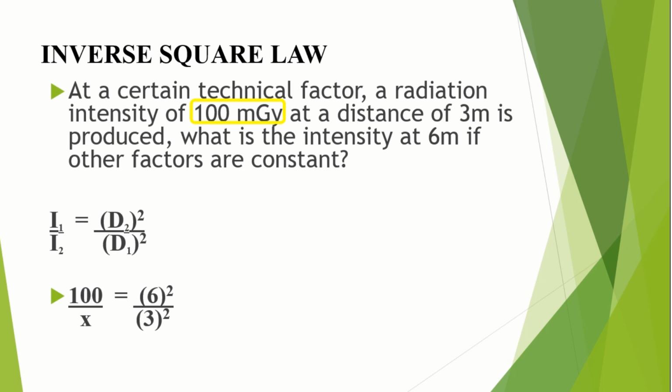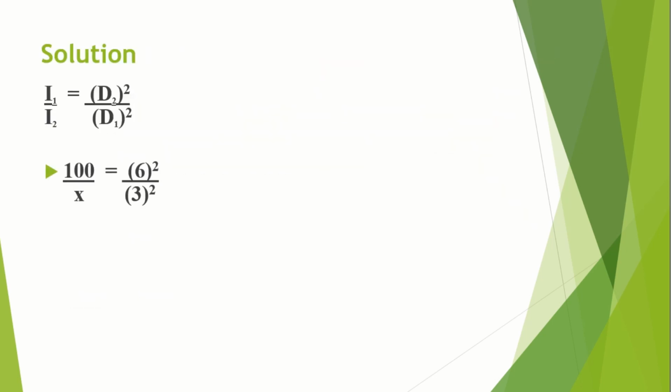So ito yung mga given natin, no? So we have 100 milligray as the first intensity, 3 meters as the first distance, and 6 meters as the secondary distance. So moving on, we have to get the answer of 6 squared and 3 squared. 6 squared is 36, 3 squared is 9.